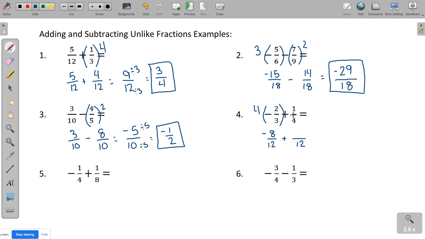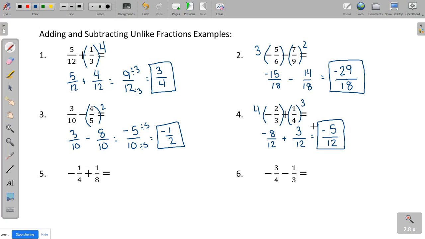And now what times 4 gives you 12? And that would be 3. So 3 times 1 is 3. And now let's combine. Negative 8 plus 3 gives us negative 5. Keep our denominator. Can we simplify this at all? We cannot. So negative 5/12 is our answer.